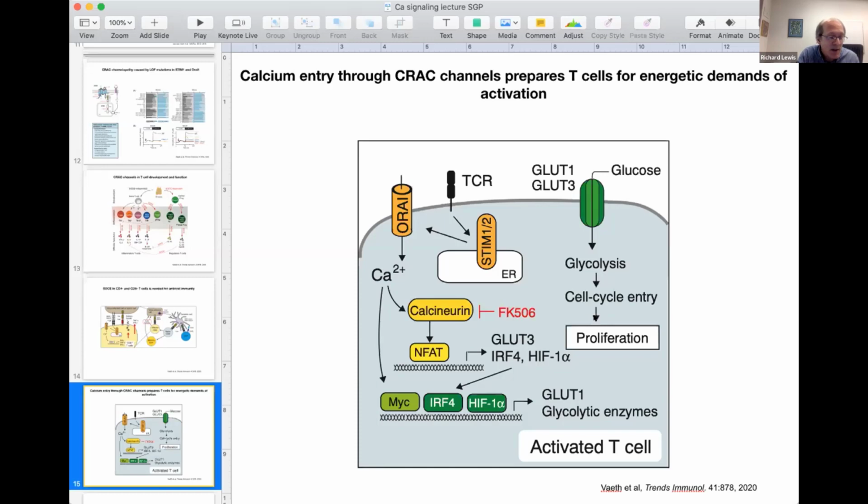And this was traced to defects in NFAT activation and the PI3 kinase, AKT kinase, mTOR nutrient sensing pathway. And this could explain why T cells from CRAC deficient patients failed to proliferate in response to mitogens in vitro, and why calcineurin inhibitors like FK506 and cyclosporin A inhibit proliferation of T cells.